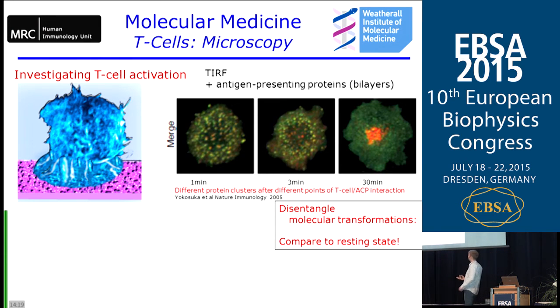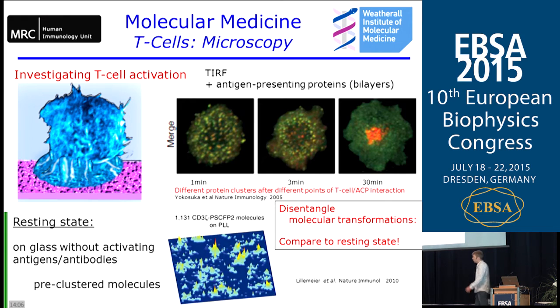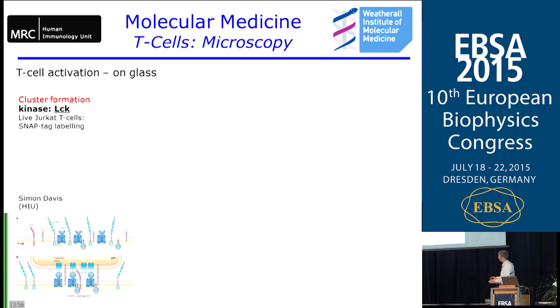But to really disentangle the molecular transitions and transformations, you have to compare it to the resting state. So in TIRF recordings, people have put the T cell just on glass. No antigens, just glass. Or inert proteins. And people have seen with super resolution also pre-clustering of molecules. So we thought, let's do the same. So we chose the kinase LCK. LCK is one of the first molecules starting to trigger the T cell. It's really involved in phosphorylation of the T cell receptor, and thereby really starting a cascade. That's why we chose it.